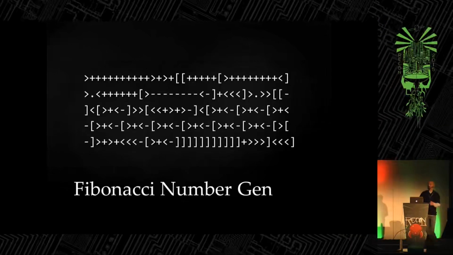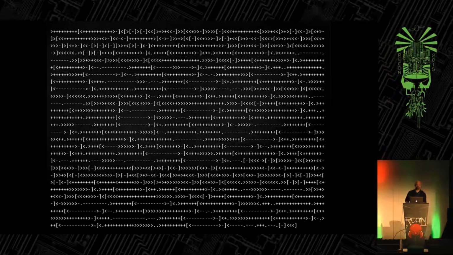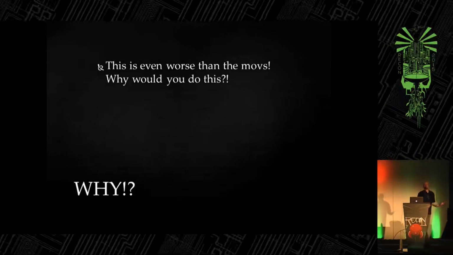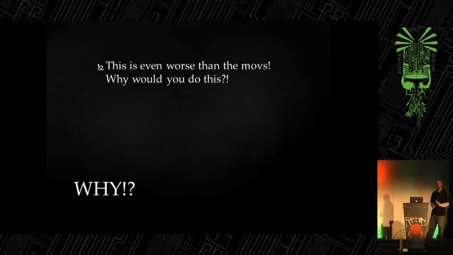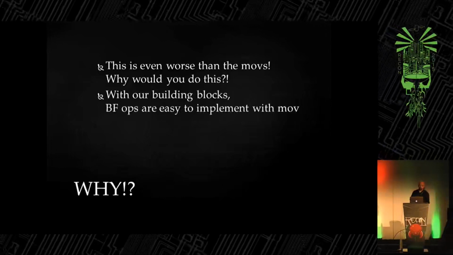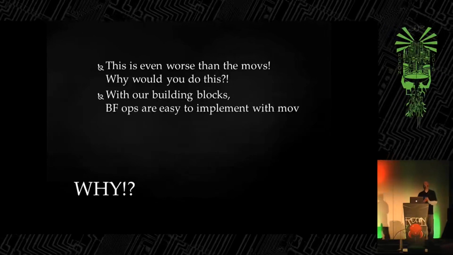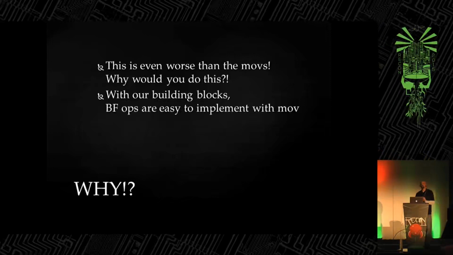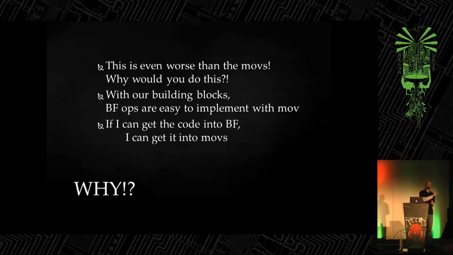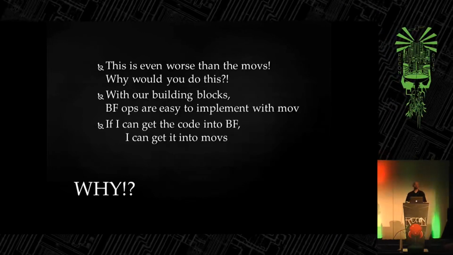We can get more complicated. This is a Fibonacci number generator in Brainf***. This is 99 bottles of beer on the wall in Brainf***. You can really program anything in this. The thing is, this is even worse than the moves ever were. So why on earth would we try to add this to our design if it's this ridiculous? Well, with the building blocks that we've already built up, the things we've already talked about, it turns out it's actually really, really easy to implement these Brainf*** operations with just the move instruction, which means that if I can get the code that I want into Brainf***, then I can easily convert it into only move operations.